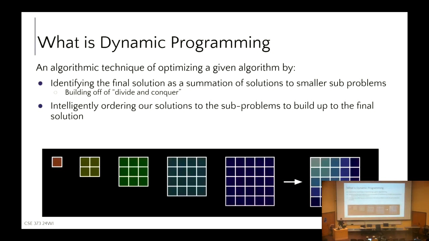Great. What is dynamic programming? It is just an algorithmic technique of optimizing how you calculate a solution by recognizing that the final solution is made up of previous calculations, and being clever about how efficiently you can store those previous calculations or order those previous calculations. It makes most sense with an example.